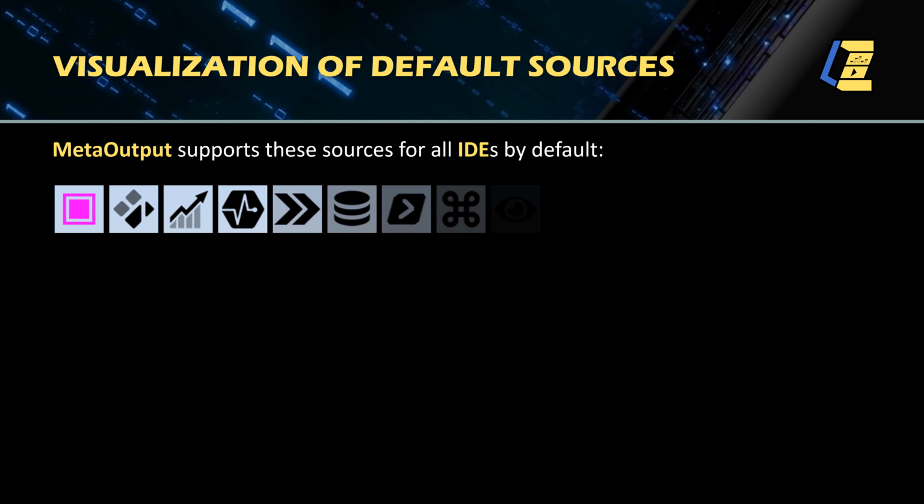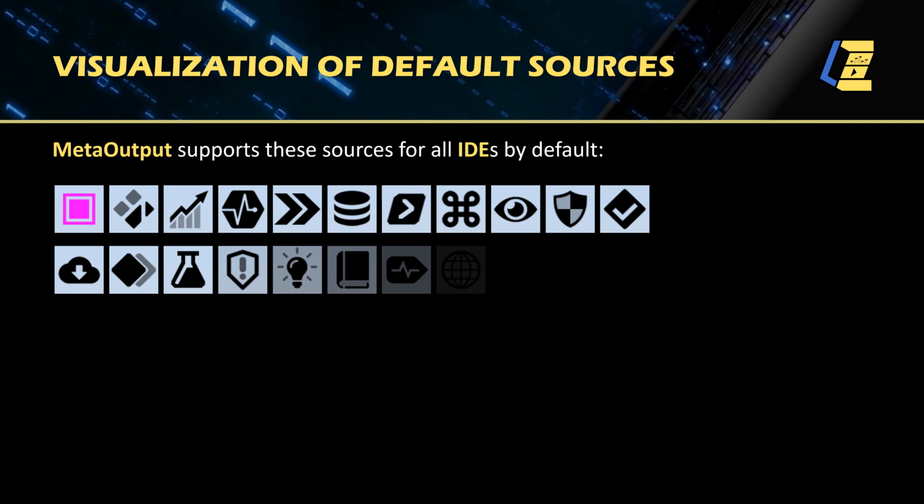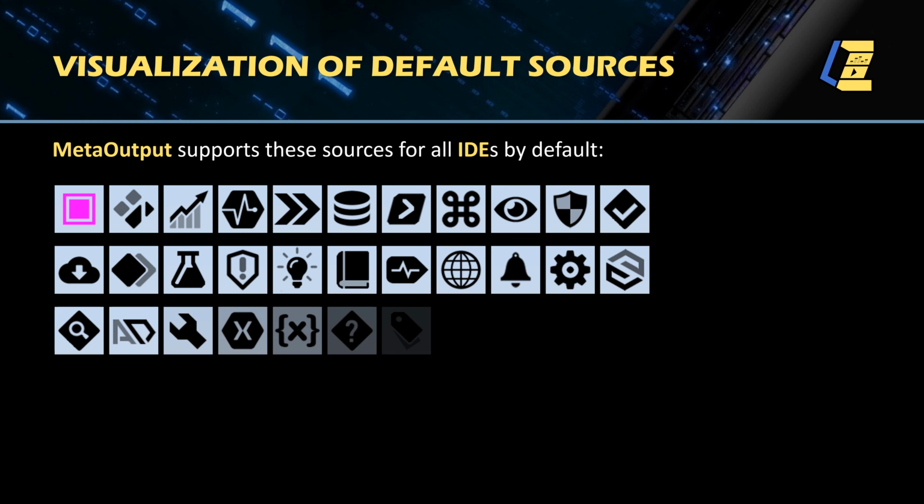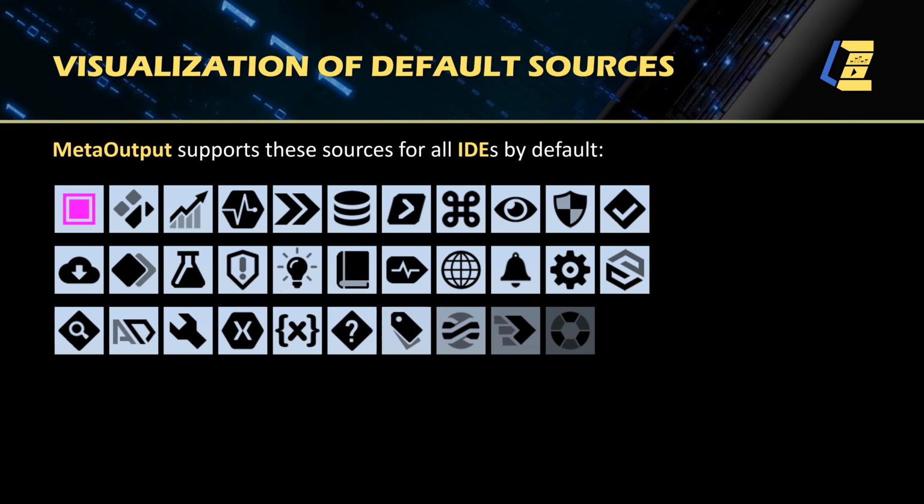Visualization of default sources. MetaOutput supports these sources for all IDEs by default. Visualization of additional sources. The list of supported sources can be easily extended. These sources are additionally available in Visual Studio by default. Also, own sources can be added using TML. The example on the screen demonstrates how to do it.